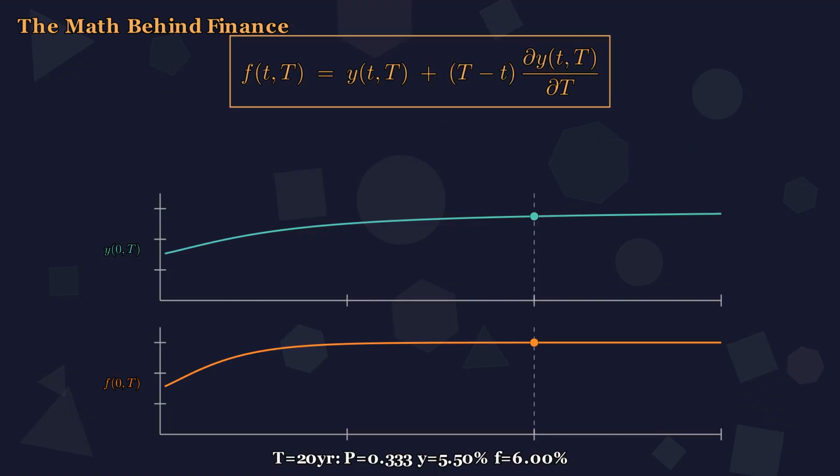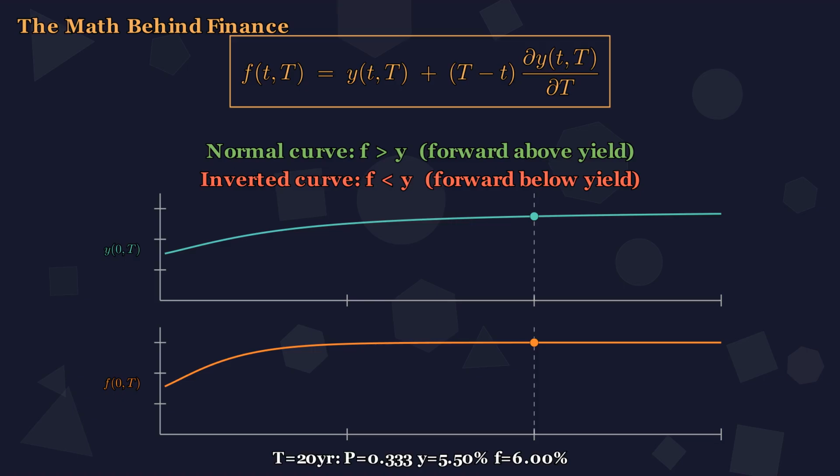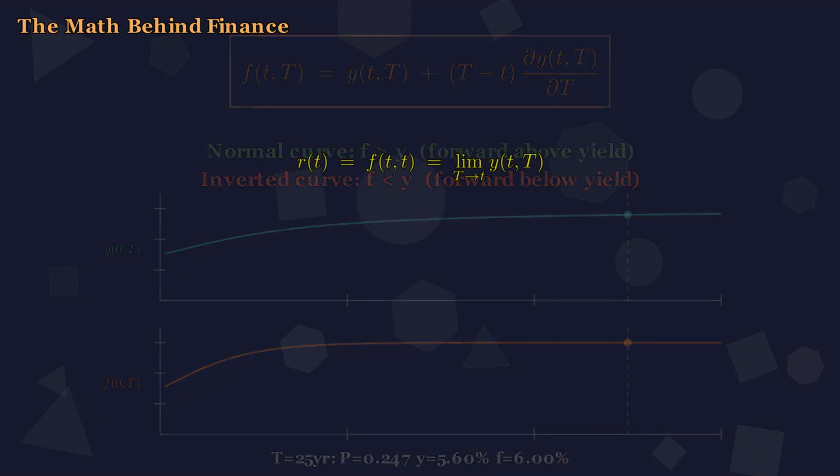These 3 quantities are not independent. There's a beautiful identity connecting them. The forward rate equals the yield plus the maturity times the slope of the yield curve. Think of it like the marginal cost versus average cost relationship from microeconomics. This has an immediate consequence. When the yield curve slopes upward, the forward rate sits above the yield. When it slopes downward, the forward rate sits below. Watch. As I move the cursor, the forward rate dot is always above the yield dot on our upward sloping curve.